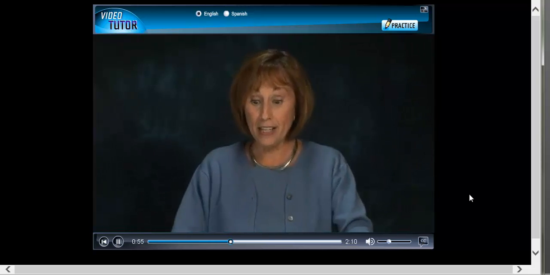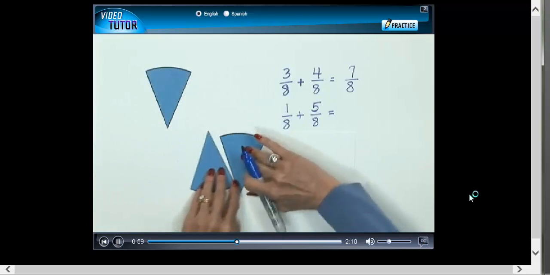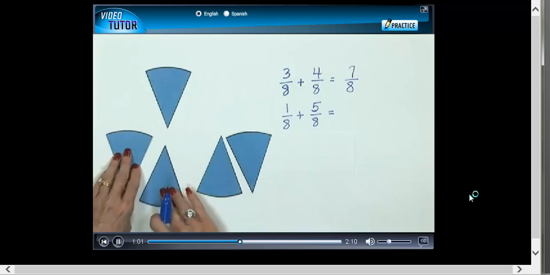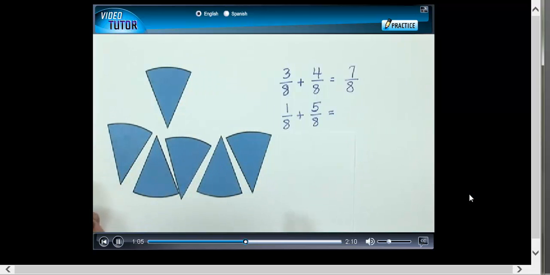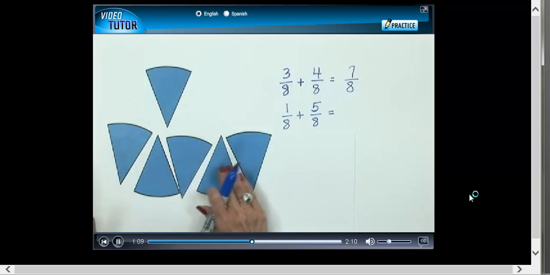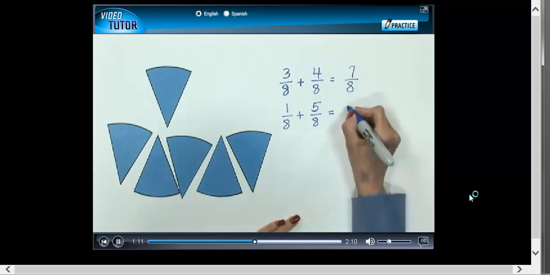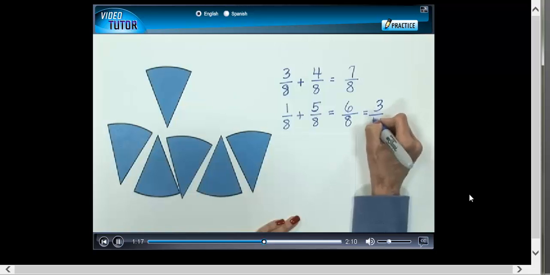Now let's look at our next problem. We have 1/8 plus 5/8. Again, let's see what our answer is. 1, 2, 3, 4, 5, 6. This is equal to 6/8. We know that we can simplify this to 3/4.